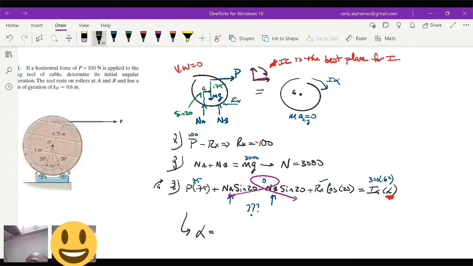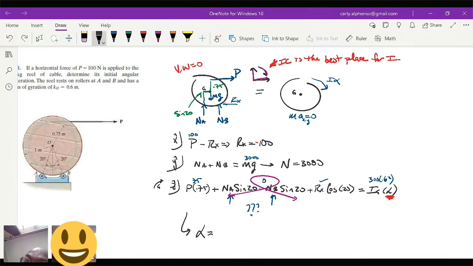Alpha equals. Now here's the thing. This isn't always going to happen. Sometimes you do get a fourth equation. Say you were trying to solve for NA and NB, right? Because that's going to happen. Sometimes you're going to have to try to solve for the normals. So say you were trying to solve for the normals and you needed I alpha. Say I alpha was the unknown variable.